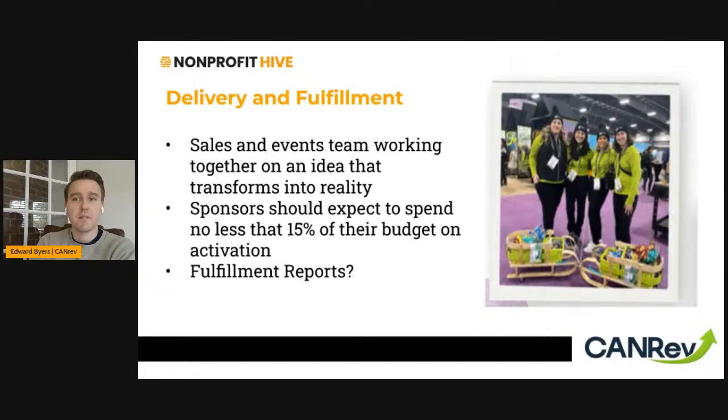The last question I have on this is, pop in the chat, if anybody does fulfillment reports. What this means, all it is, is we did what we said we would do. Here's a report saying, here's how many clicks you got. Here's the visibility you got. Here's the picture of you at the event. Here's all the things that we said we would do in our agreement, and we did them.